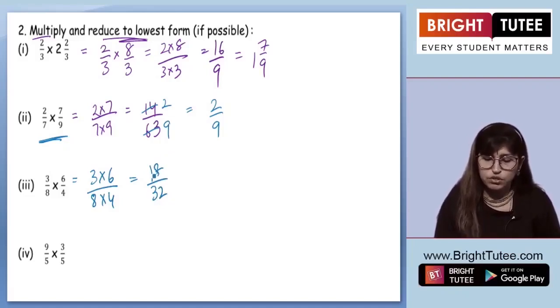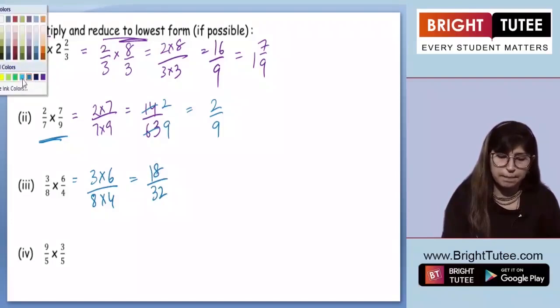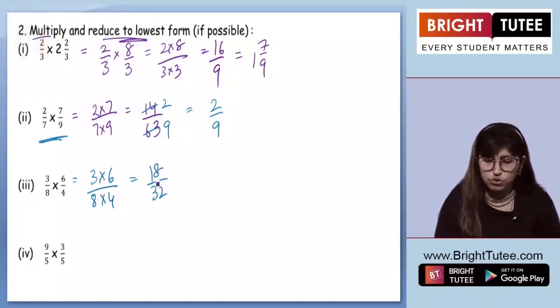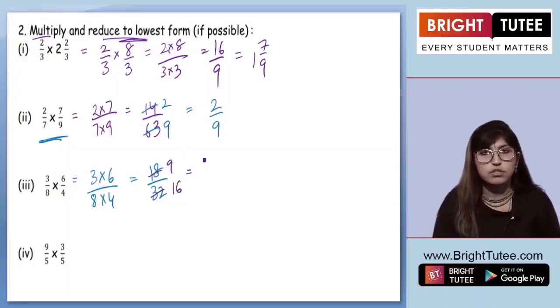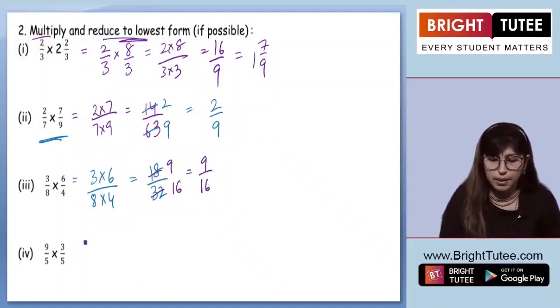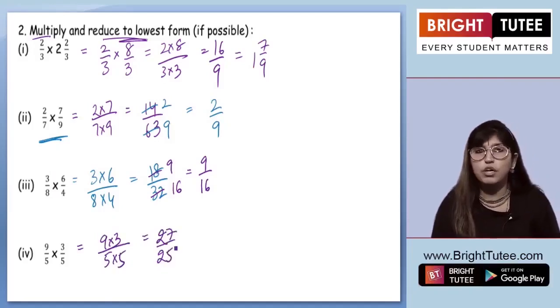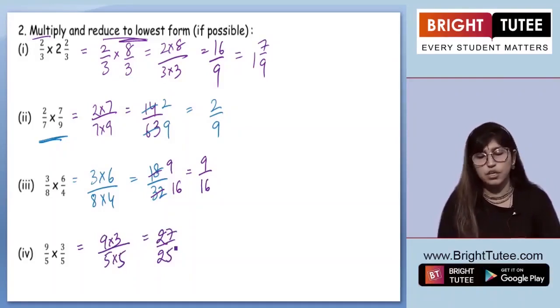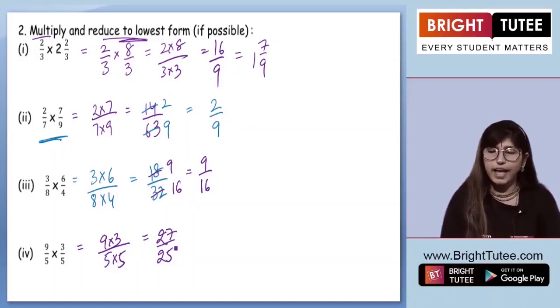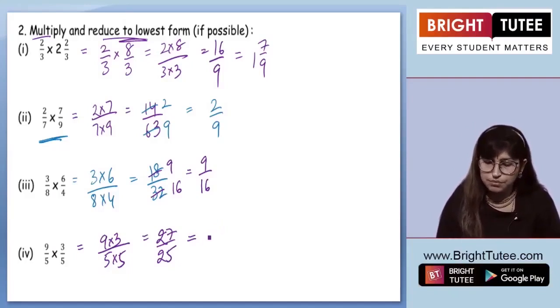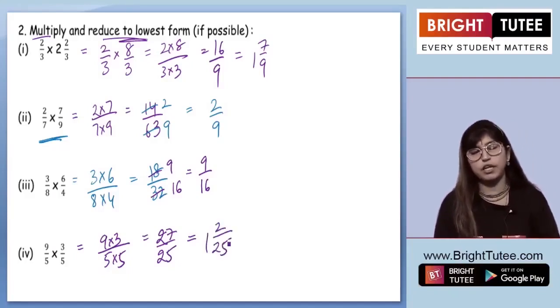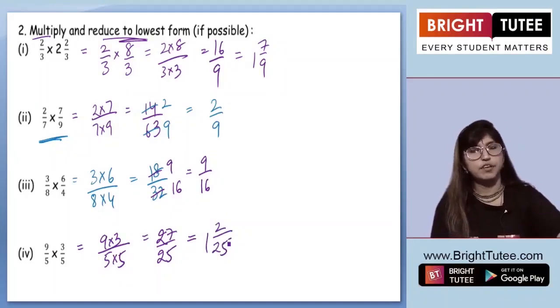So let's say we start off with 2. So 2 nines are 18, 2 ones are 2, 2 sixes are 12. We cannot do it further, so we'll be getting 9 by 16, which is the final answer which we have. Again, 9 times 3 by 5 times 5, which is 27 by 25. Now we cannot simplify it further, we cannot reduce it to lowest term, and we know that this is an improper fraction. So we'll be converting it to mixed fraction. So we'll be getting 1 and 2 upon 25.